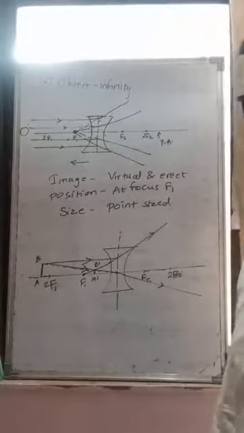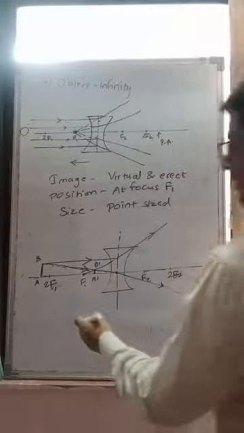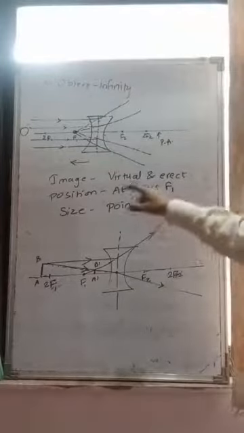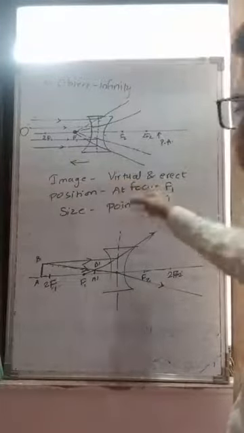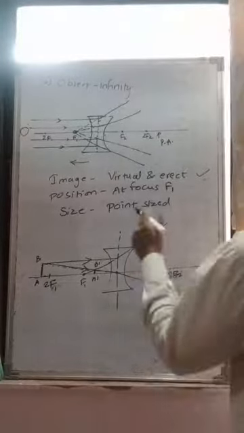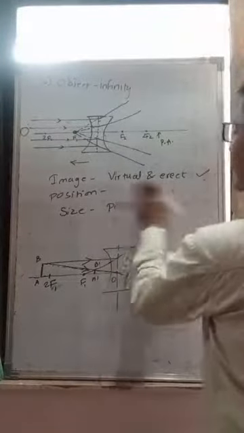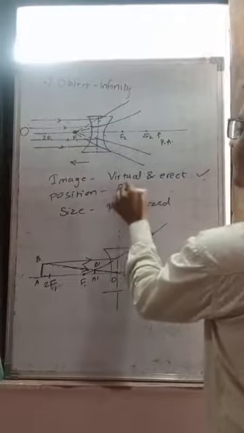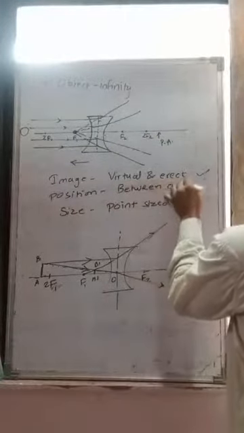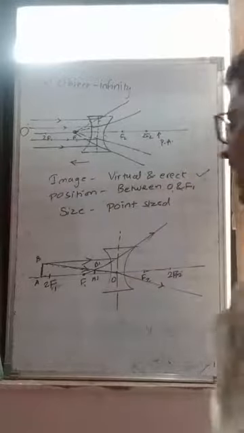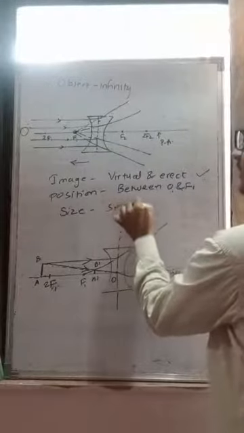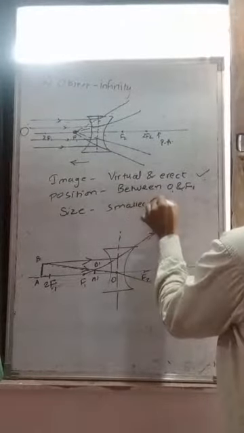If we keep an object in front of the concave lens at a distance beyond 2F1, then the image will be virtual and erect again. The position will be between O and F1, that is, on the left-hand side of the lens between O and F1, and the size will be smaller than the object, or we can say diminished.